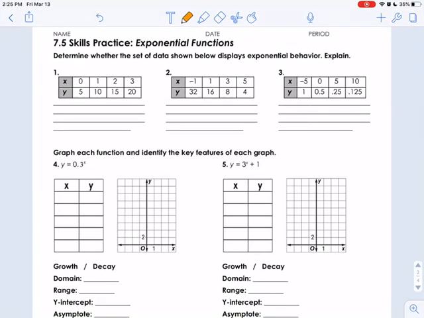Alright, so now I'm going to go over the skills practice for 7.5 exponential functions. So 1, 2, and 3 we actually already did together in class, but I'm just going to go through these in case anyone missed it or if you just need a review.